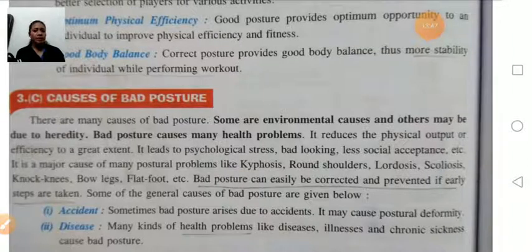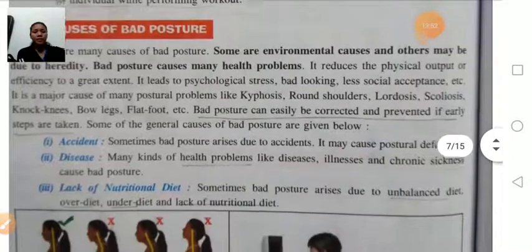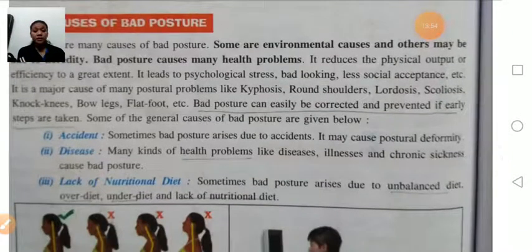Some causes of bad posture are accidents. Due to an accident, it may lead to posture deformity. Disease: many kinds of health problems like disease, illness, chronic sickness, etc. are also causes of bad posture.